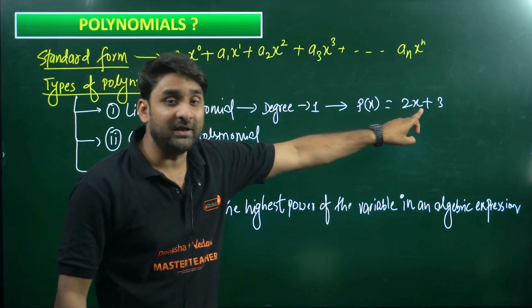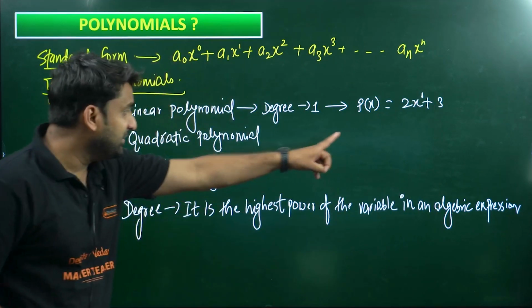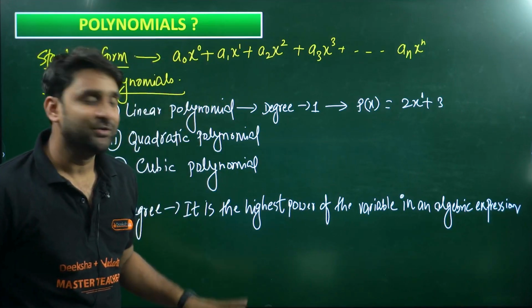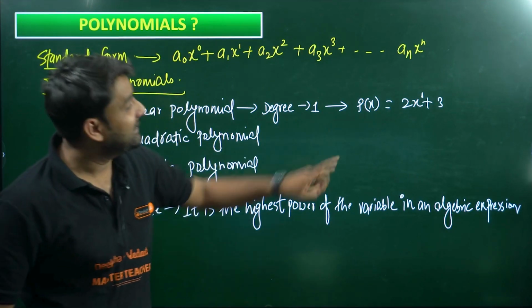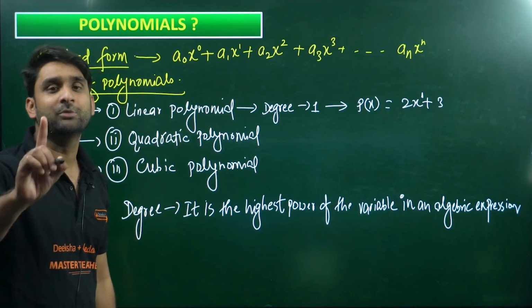And the power is 1. Here the power is 1, so that will be the degree, the highest power of the variable, and only one variable is present there. So if only one variable is present and the power is 1, that polynomial is called a linear polynomial. I hope this is clear to you all.